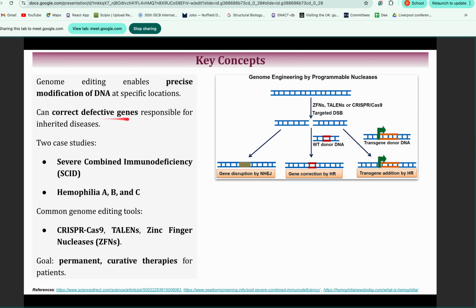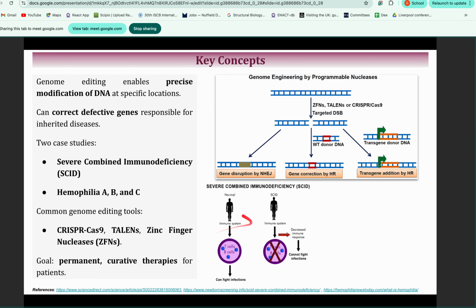In that way, we can correct defective genes which are responsible for inherited diseases. With the help of genome editing, we can treat certain diseases which otherwise get inherited. Two case studies are of severe combined immunodeficiency, which is SCID, and hemophilia A, B, and C. In the later slides, we'll look into the details of these diseases, what actually happens, which genes get affected, and how it affects the person. Common genome editing tools which are used are CRISPR-Cas9, TALENs, and zinc finger nucleases. Our goal is to design permanent curative therapies for the patients so that we can cure these diseases.